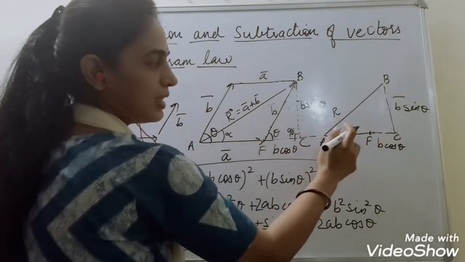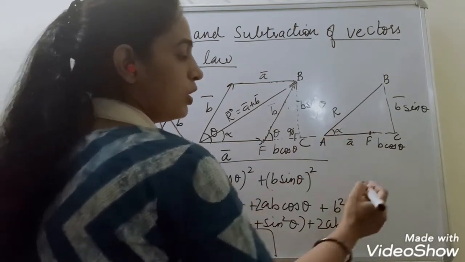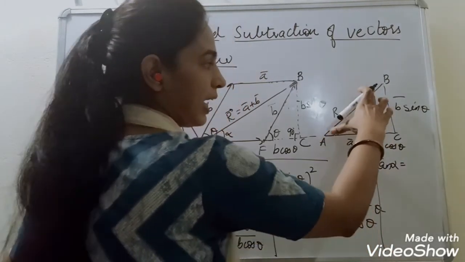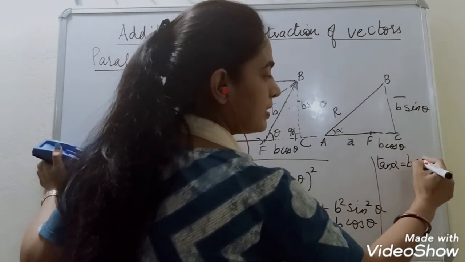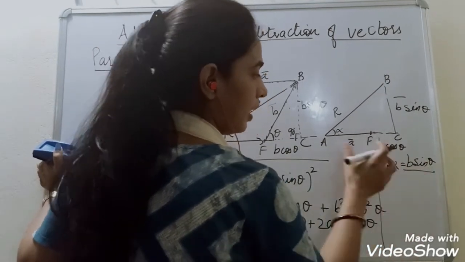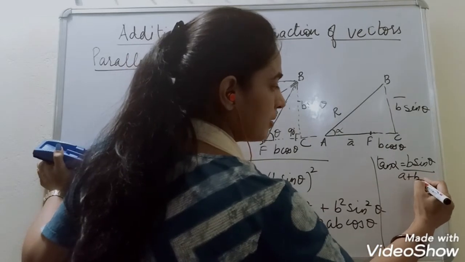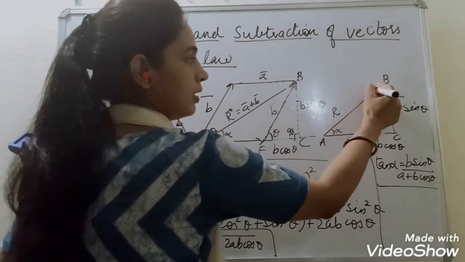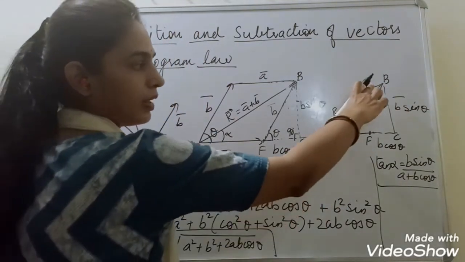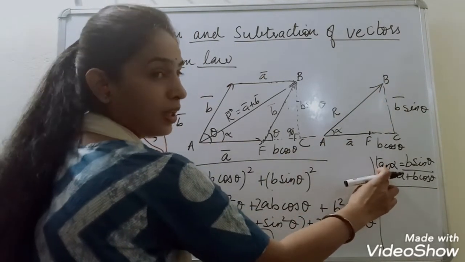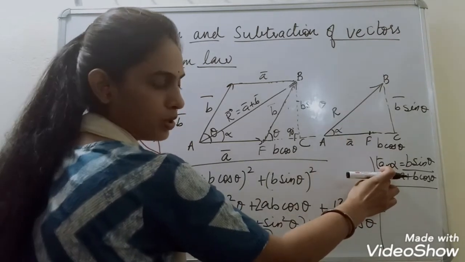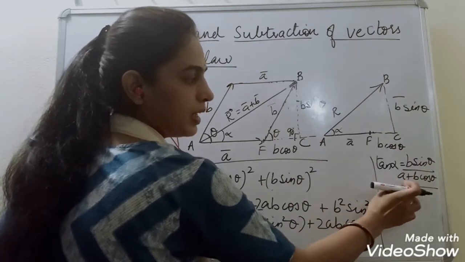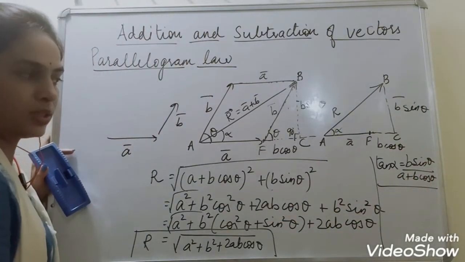See, the resultant is inclined at an angle alpha. So we can write tan alpha will be b sin theta upon base a plus b cos theta. Okay, this is the direction. The direction of the resultant with the horizontal is tan alpha, or you can write the slope. Slope is tan alpha, perpendicular upon base, b sin theta upon a plus b cos theta.